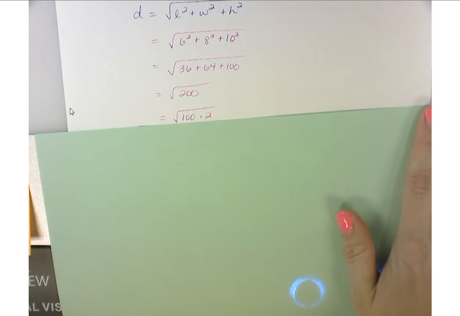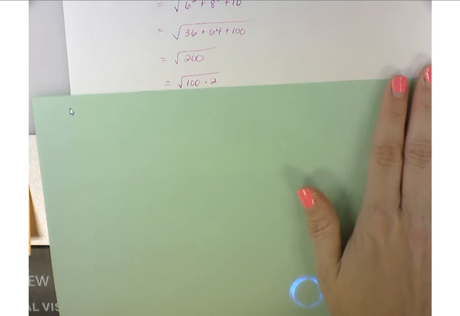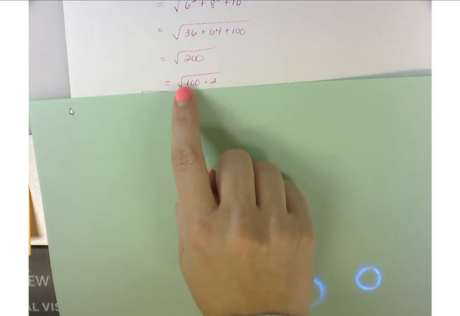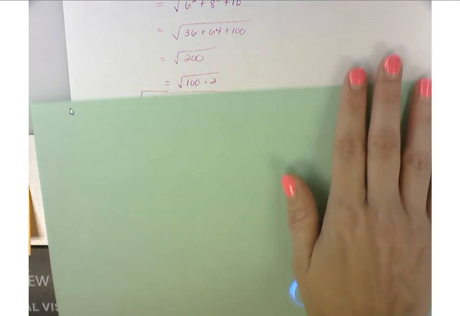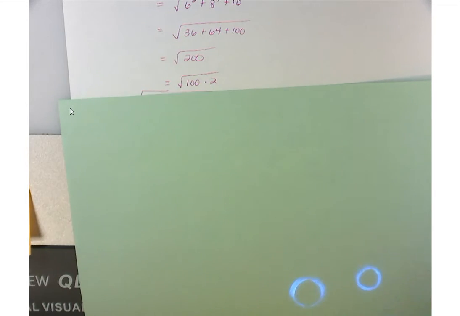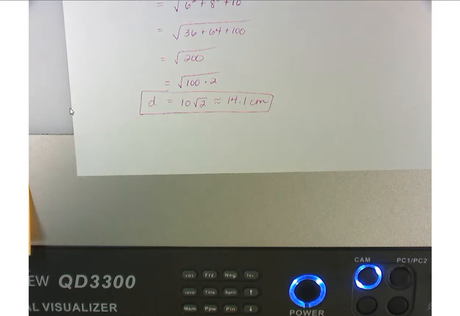Okay, and then let's write this in simplified radical form. What's the perfect square in 200? 100, because it's 100 times 2, right? What's the square root of 100? 10, so then it would be 10 root 2. Okay, and that is going to end up being about 14.1 centimeters. Okay, make sure you know how to find that in both ways. So whether it tells you simplified radical form or whether it tells you round to the nearest hundredth.